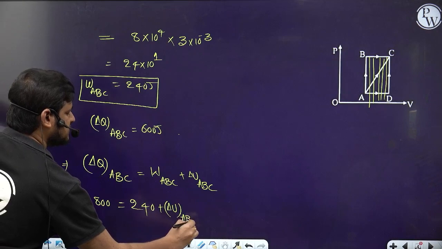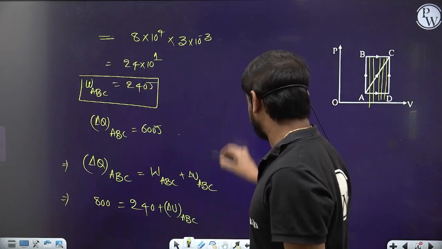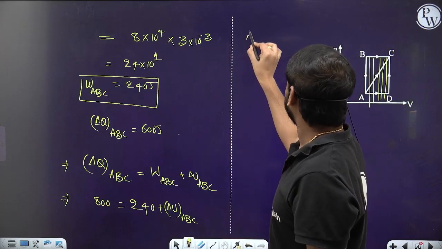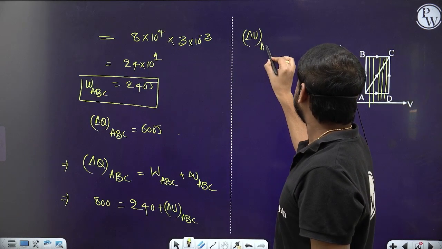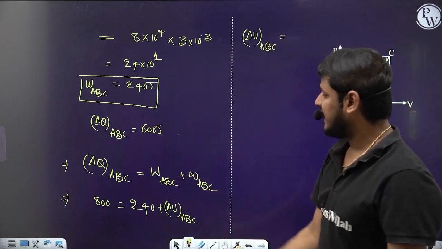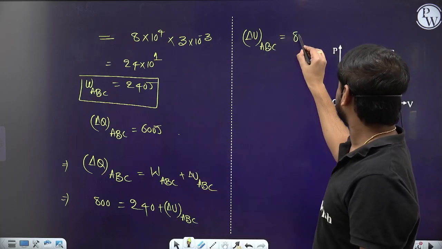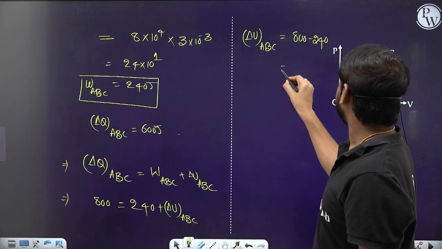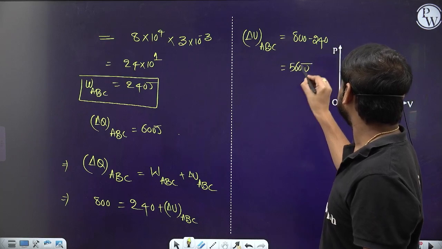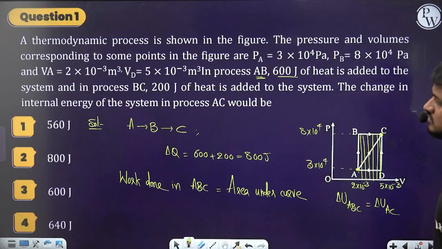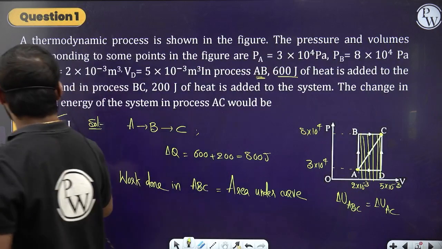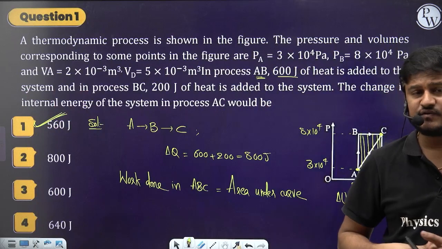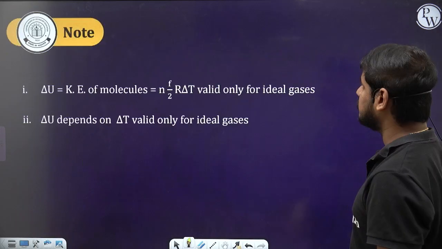So done, guys. Just calculate. The delta U in ABC is equal to 800 minus 240, sorry, so 560, right? So 560 joules is the correct answer. Is it there? Yes, option 1. So 560 joules is the correct answer, guys. Understood? Clear, everyone? Chal, let's move to the next part.